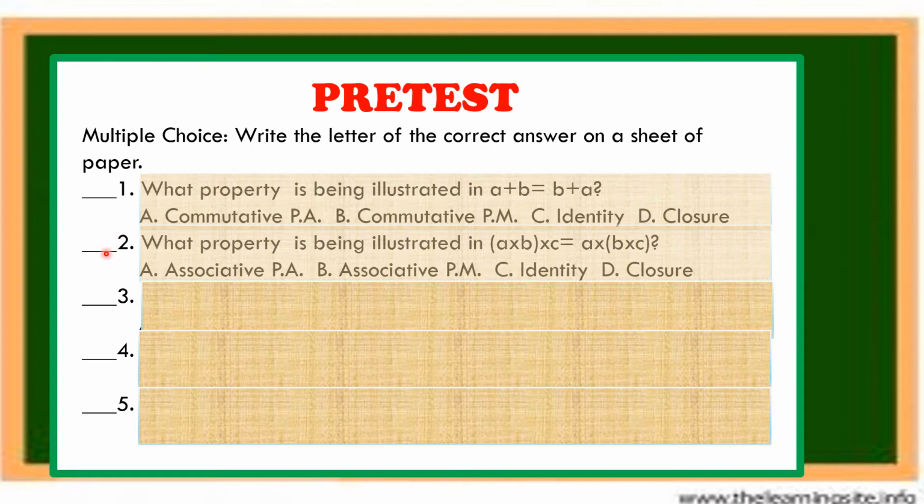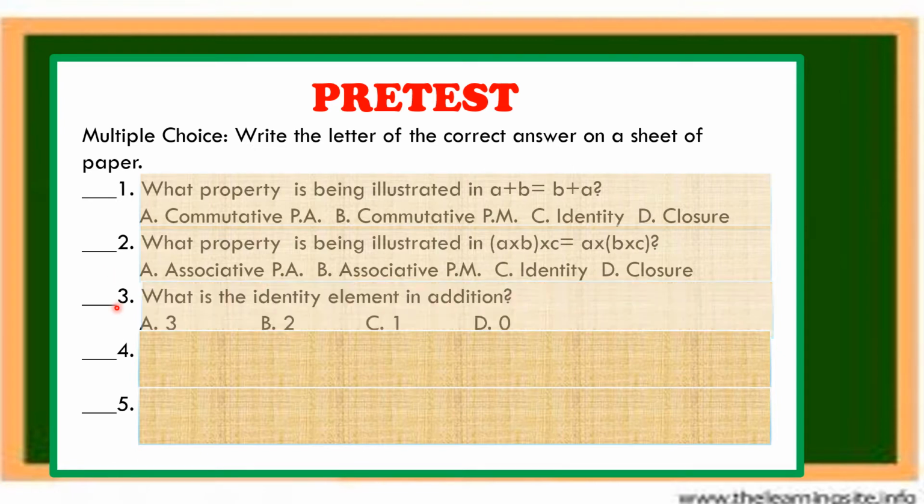Number 2. What property is being illustrated in the quantity of A times B close quantity times C equals A times the quantity of B times C close quantity? Letter A, associative property of addition. Letter B, associative property of multiplication. Letter C, identity property. Letter D, closure property.